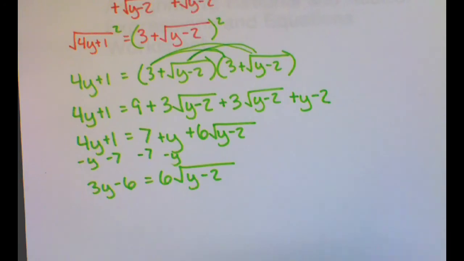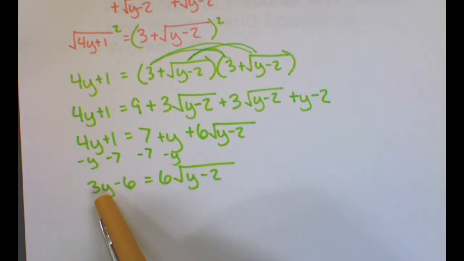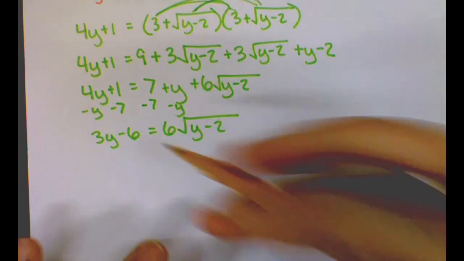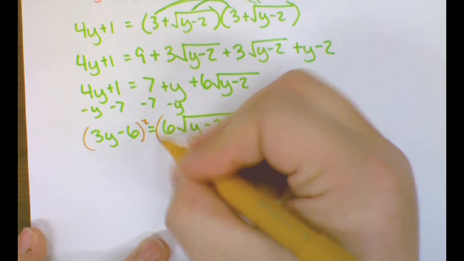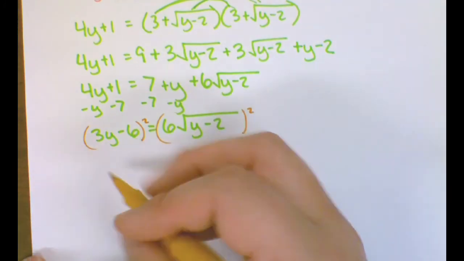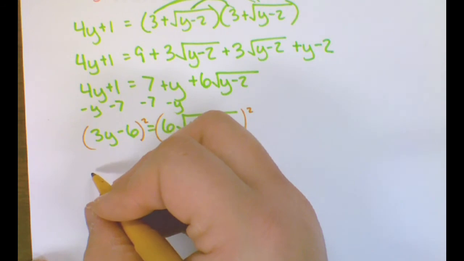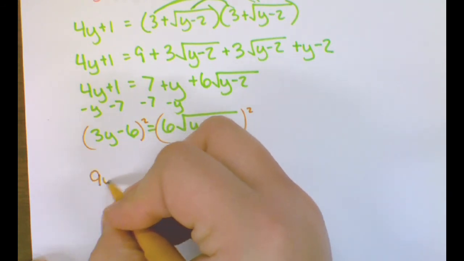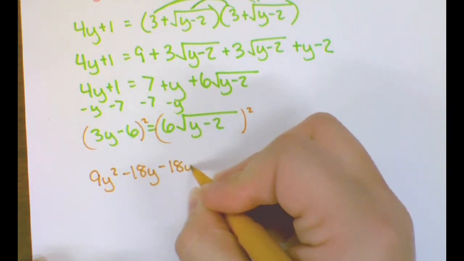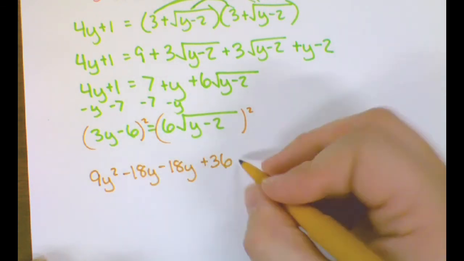Now there's 2 things you could do here. You could get the square root completely alone and divide that 6 over, but then we're dealing with a 1/2 in front of the y. I personally would rather square it as it is. So I square both sides. When I square 3y minus 6, remember it's 3y minus 6 times 3y minus 6, which is 9y squared minus 18y minus 18y plus 36.